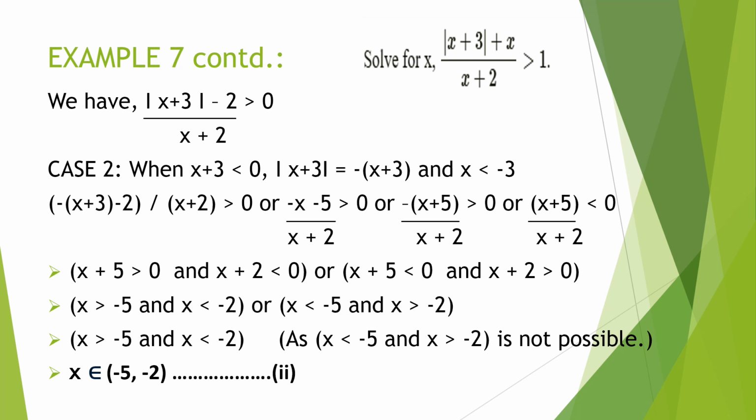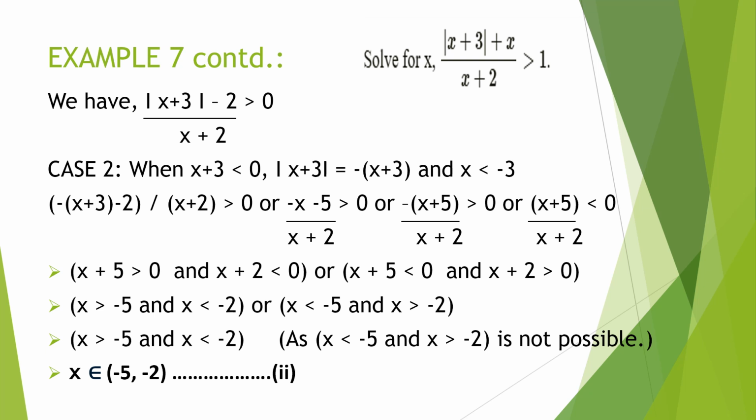So when we simplify the left hand side of the inequality, mod of x + 3 will be −(x + 3) − 2 upon x + 2 greater than 0, which on simplification, remember when we have a negative sign and when we remove the negative sign, meaning we multiply or divide by a negative, then the inequality will be reversed. So ultimately we are having (x + 5)/(x + 2) < 0.